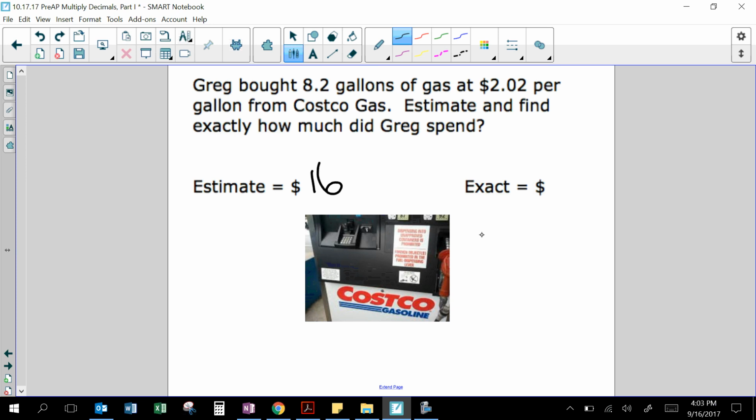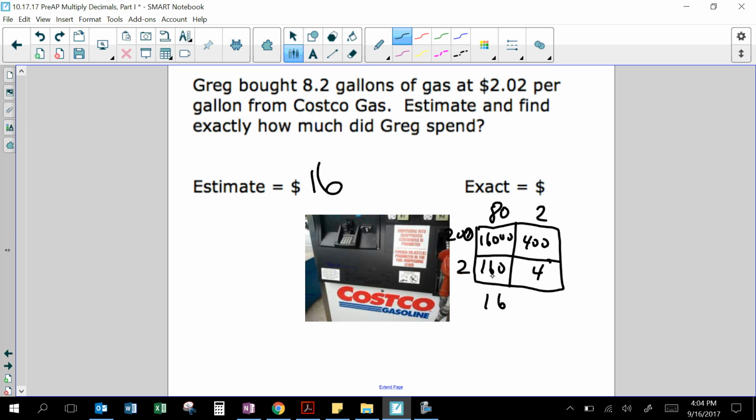Let's find the exact. Let's do partial product for those who prefer partial product. 8 2/10, that could be broken down as 80 and 2. 202, if you make this as a whole number, that would be 200 and just 2. So let's multiply this. 200 times 80 is 16,000. 200 times 2 is 400. 80 times 2 is 160, and 2 times 2 is 4. So we have 16,000, 400 plus 160 is 560, plus 4.